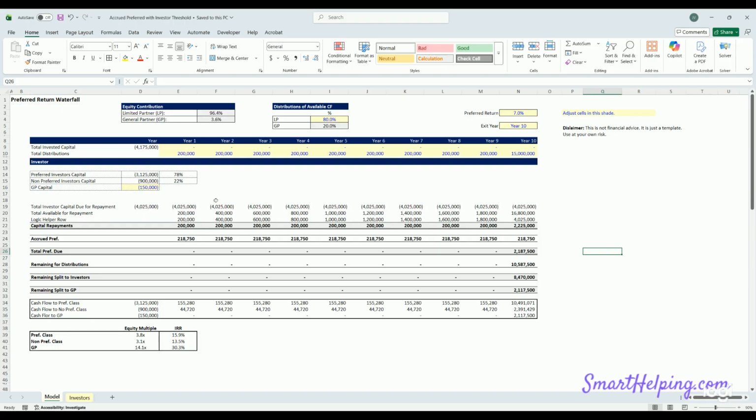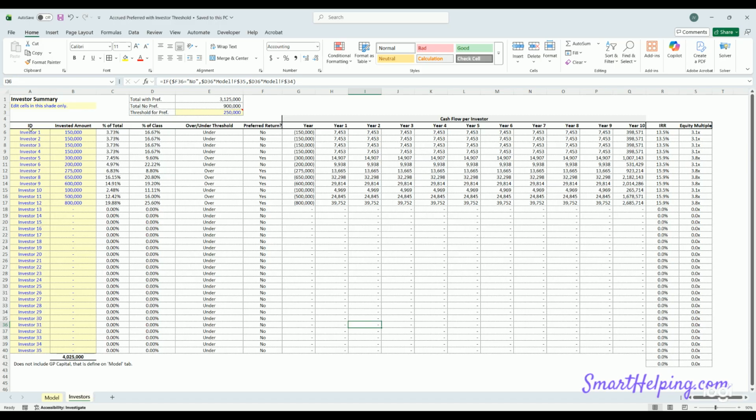So in general, throughout the model, you can update or edit any cells in yellow. The whole model is editable, all the formulas, but if you don't want to break anything, just update the cells in yellow. It goes up to 10 years. And so we start in this investors tab. We have up to 35 investors.